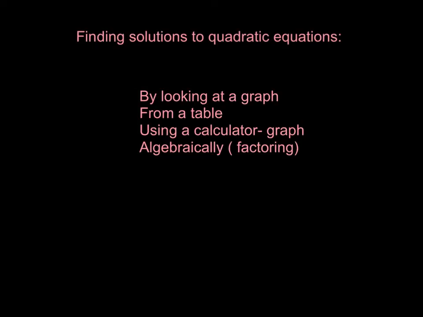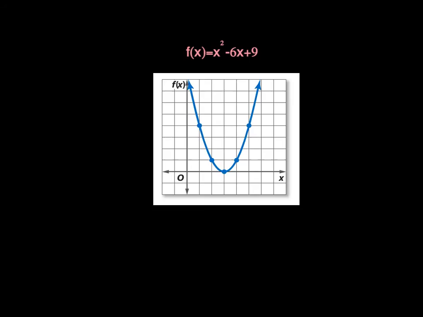There are many ways that we can find solutions to quadratic equations. We can find them by looking at a graph, which is what we're going to do today. We can find them from a table. We can find them from looking at a graph on a calculator, which is what we're going to do in class tomorrow. And also by factoring, or an algebraic way. Just like when we were looking at solutions of systems of equations and systems of inequalities, we had a lot of different ways that we could go about finding those solutions. This is the same idea. We have quadratic equations and we're looking to find their solutions, and we have a multitude of ways that we can do that.